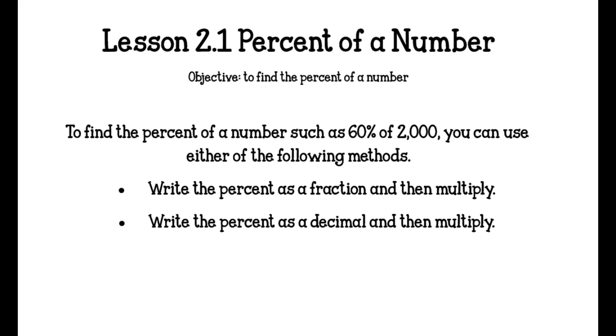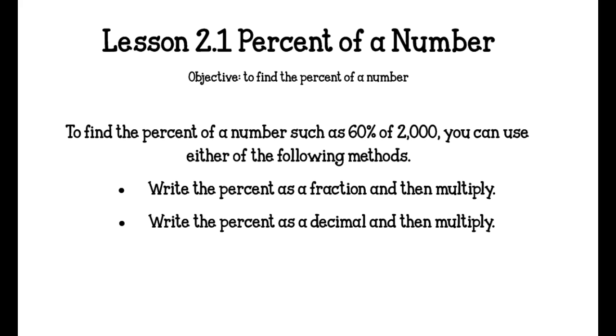Remember that the percent of a number is talking about a part of it, right? So if we're talking about 60% of 2,000, that's a part of the 2,000. So it'll be a smaller number than 2,000. If you got a bigger number than 2,000, you would know you had gotten the wrong answer. So that's just something to think about.